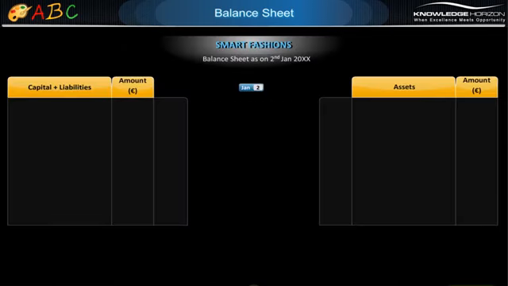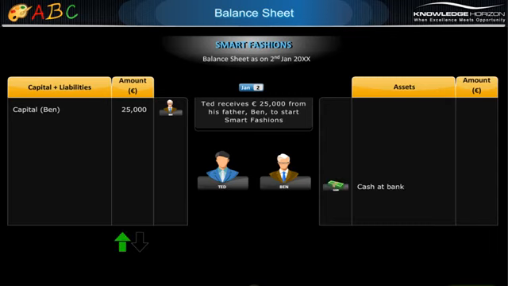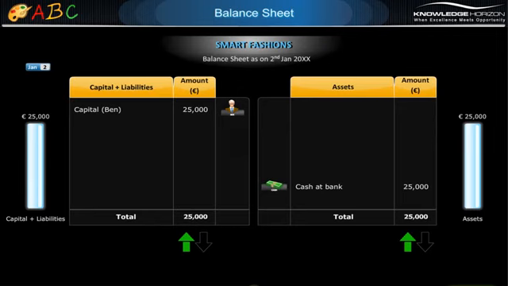On 2nd January, Ted receives €25,000 from his father Ben to start Smart Fashions. This amount introduces capital into the business, which increases the liabilities. The amount is then deposited in a bank, which increases the assets. Both sides of the balance sheet add up to the same total of €25,000.